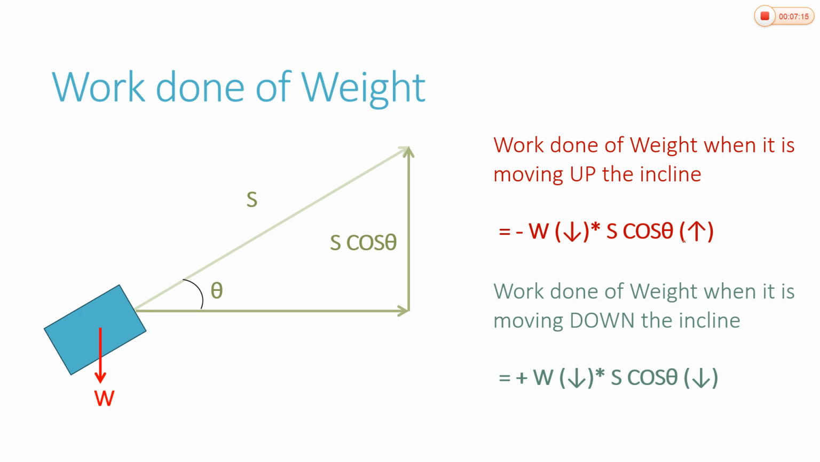If the weight is displaced along the horizontal direction, the work done will be 0, because weight acts downward, and if the displacement is horizontal, the angle between them becomes 90 degrees and the work done becomes 0. These are the few cases which we need to understand while solving numericals on it.